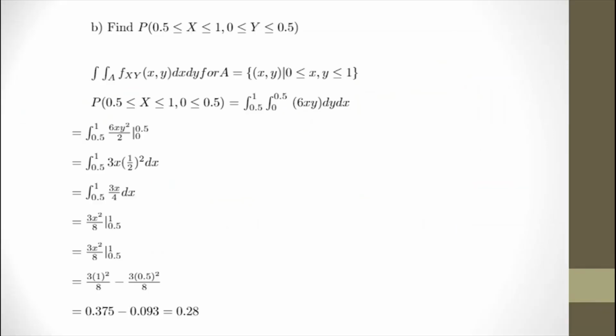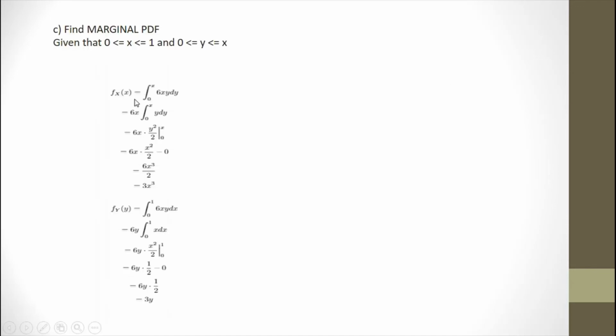Now for part B, we need to calculate the probability such that the limits of x are given as 0.5 to 1 and the limits of y are given as 0 to 0.5. Now let's integrate the expression with respect to y first. Integrating with respect to y, we get 6xy squared over 2. Now putting in the limits, we get the final answer to be 3 over 4 x. While integrating with respect to x, we keep the limits as 0.5 to 1, and the final answer that we get is 0.28.